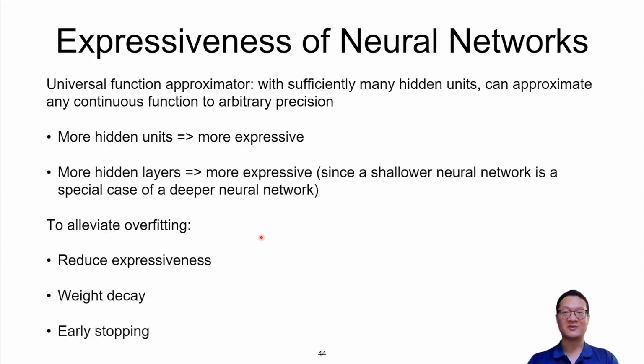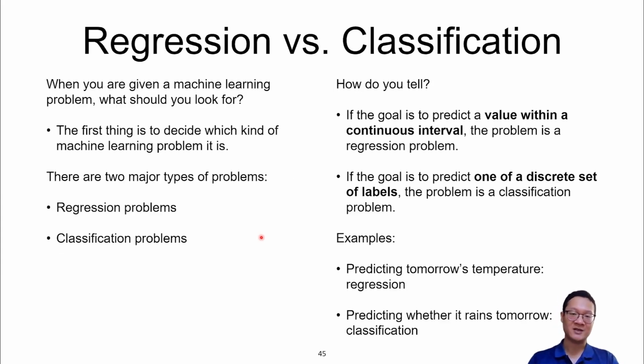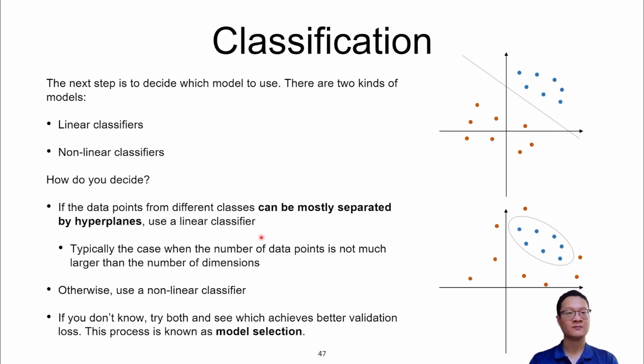So all of that was about regression. And towards the end of the class, we were looking at classification. Okay, so for classification, we also had the choice of choosing linear or nonlinear classifiers. A linear classifier would be good if the data from different classes can be mostly separated by hyperplanes. Otherwise, we should use a nonlinear classifier.